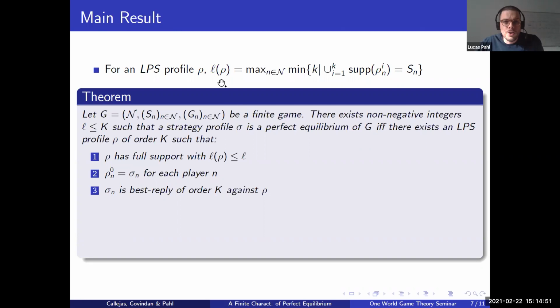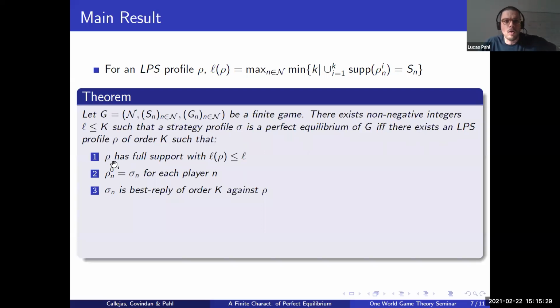Just need one more notation, and this notation here is L-ho. You can read L-ho as the minimal length for the LPS to have full support. I'll call this length only, right? All right, so the theorem says if G is a finite game, then there exist non-negative integers L and K, such that a strategy profile sigma is a perfect equilibrium of G if and only if there exists an LPS profile ho of order K such that 3 conditions hold.